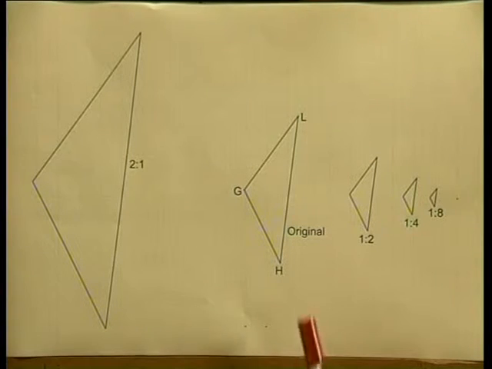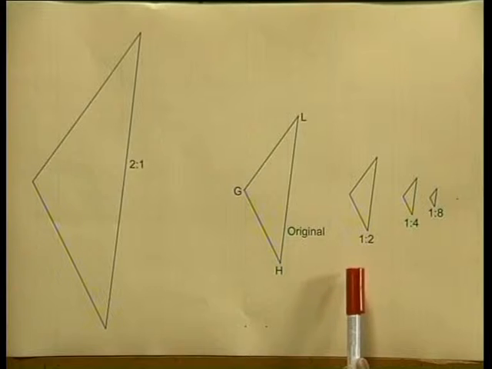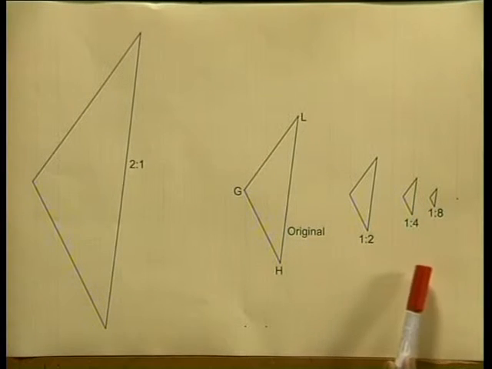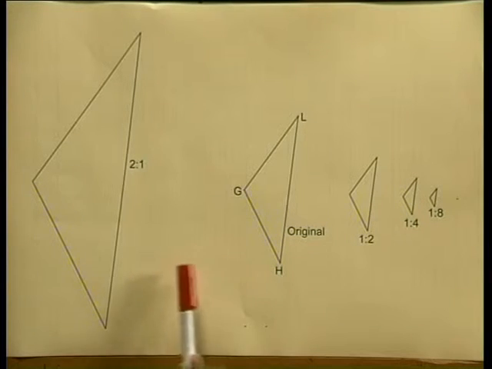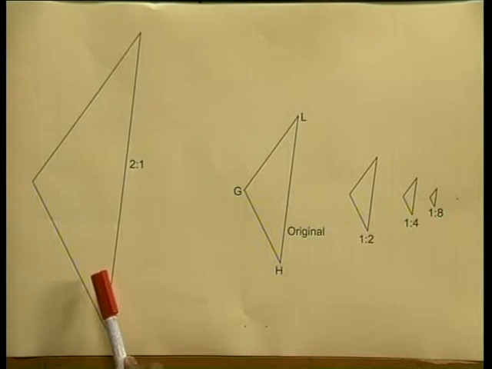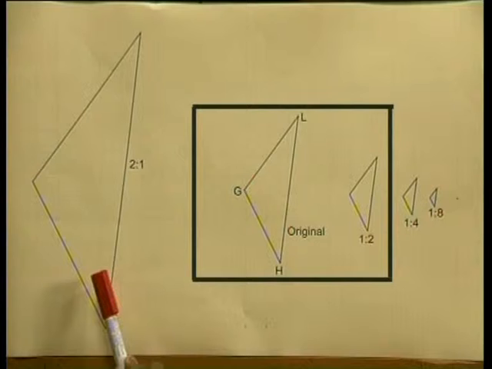Do you see that when the ratio is less than 1, the new triangle, also called the image, is smaller than the original? When the ratio is larger than 1, the new figure is larger than the original. For the rest of this activity, we will focus on these two triangles, the original and the triangle that has been scaled in the ratio 1 to 2. That is, the triangle that is half the size of our original triangle.